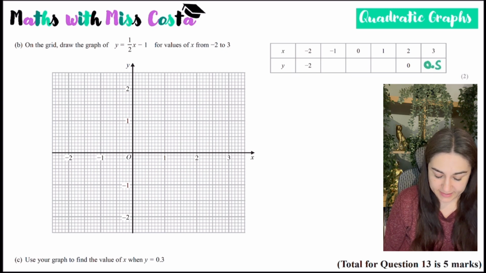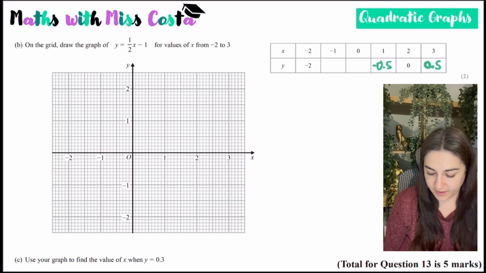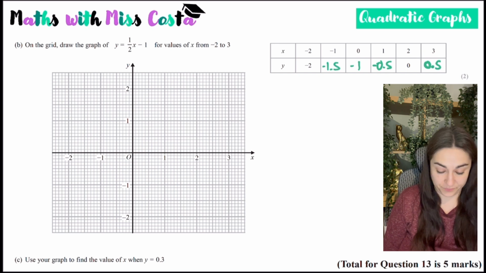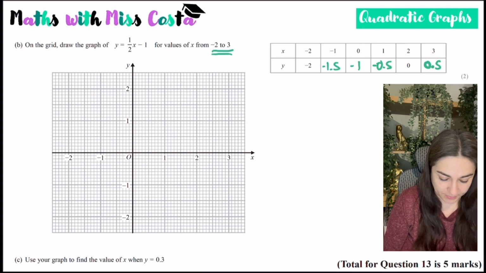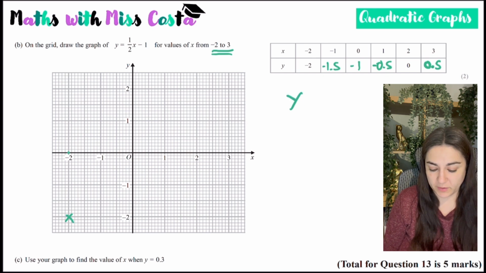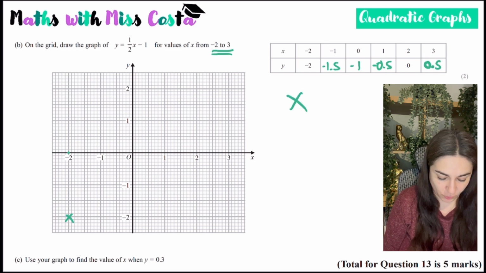So over here, I'm being asked to draw this, and let's just fill it in. So it was 0.5, 0, minus 0.5, minus 1, minus 1.5. And I want to plot that from negative 2 to 3. So I always go along the corridor and up the stairs. So along the corridor to negative 2 and then down to -2. So I put an X over here. Always mark your coordinates with an X. Then you've got -1, and then you go down to -1.5. Then you've got 0, you go down to -1. Then you've got 1, you go down to -0.5. Then you've got 2 and 0, and 3 and 0.5.